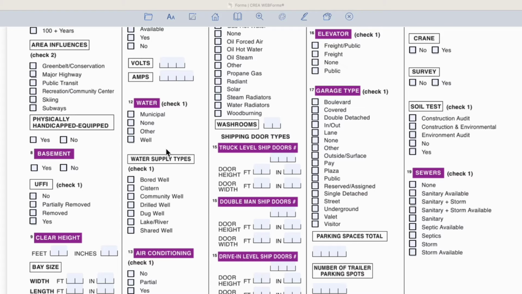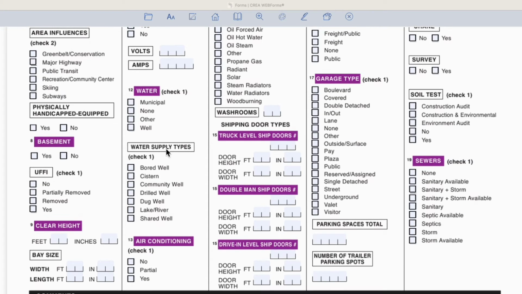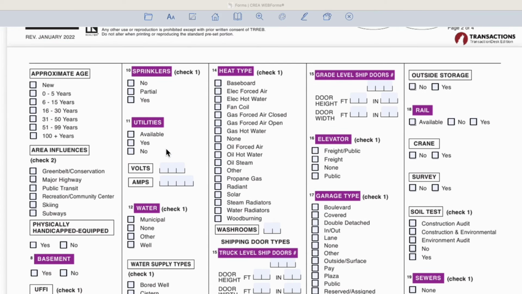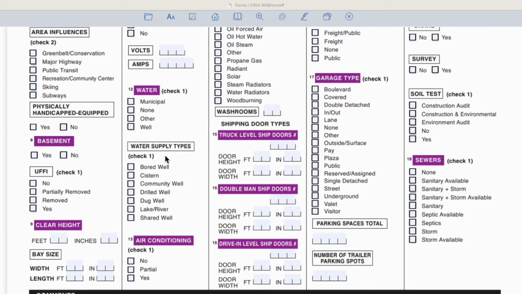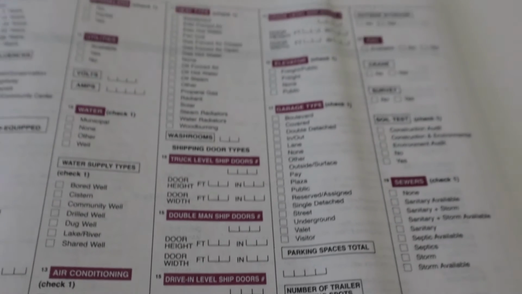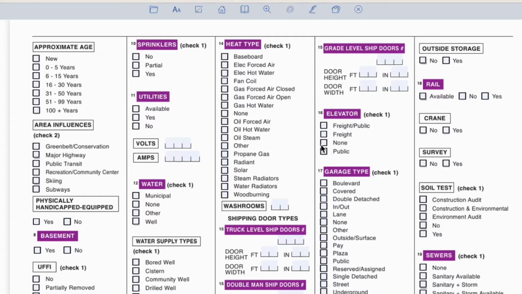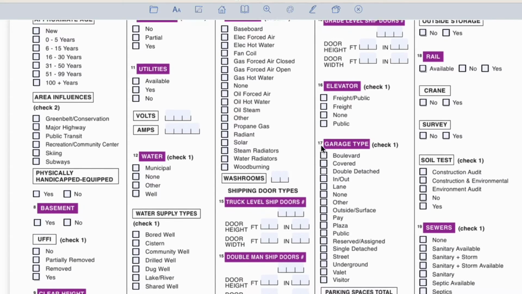Then we have water, whether it's municipal, well, none, and all that. Air conditioning, we spoke about that. Yes, partial or no. Heat type. It could be hot water, it could be central air, who knows. Okay. Truck level ship doors. That's more to do with industrial than commercial retail space, because usually there's just a door to the back of the retail store that would lead out to maybe a couple parking spaces at the rear of the building. Okay, fantastic. Moving to the next column here.